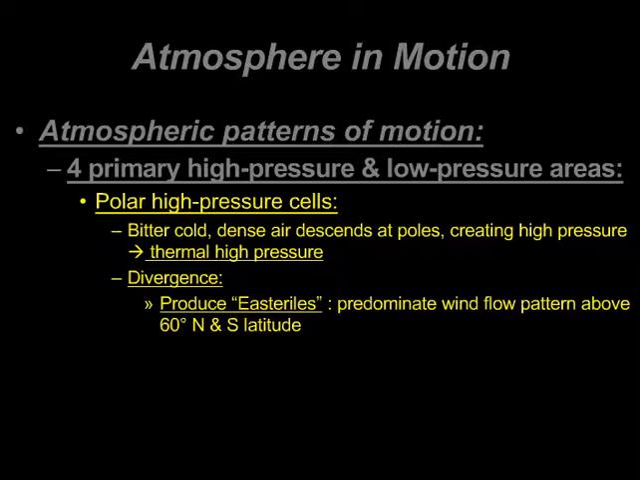Another characteristic we find is the production of the easterlies. Coming out of the polar high pressure, if we go back and look at those arrows, we have an east to west pattern, whereas to the south, in the mid-latitudes in the northern hemisphere, we have that west to east pattern. So we have the easterlies in both the northern and southern hemisphere close to the poles.